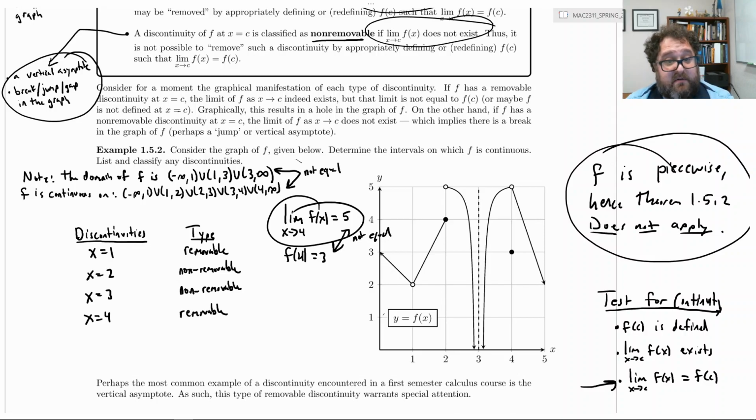Removable discontinuities versus non-removable from a graphical perspective. So in the next video, we'll talk a little more about vertical asymptotes and identifying removable versus non-removable discontinuities when you don't have a graph to look at. So how do you do all this business algebraically, analytically, when you don't have a graph? Okay, but that'll have to wait till the next video.